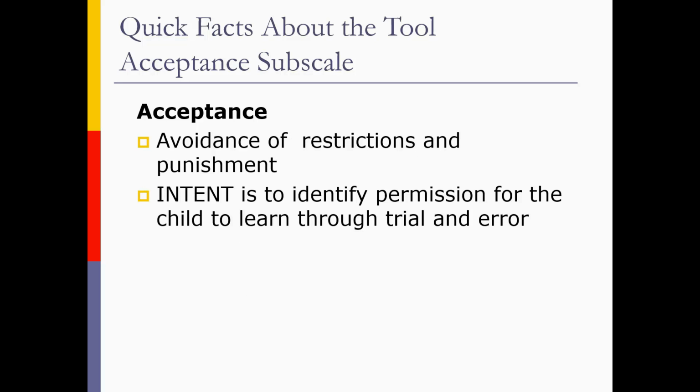Another subscale in the tool is related to acceptance. Acceptance is about the avoidance of restrictions and punishment, and rather sending the message that children are valued and respected for who they are. The intent is to identify permission for the child to learn through trial and error. Some items in this subscale include that the parent does not shout at a child, that the parent does not express overt annoyance or hostility with the child, and that the parent neither slaps nor spanks the child during the visit.